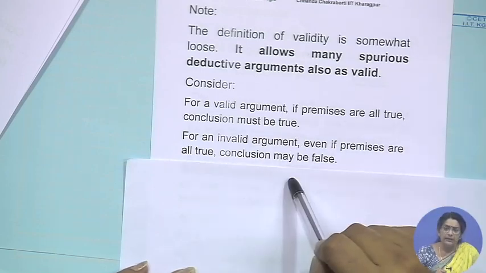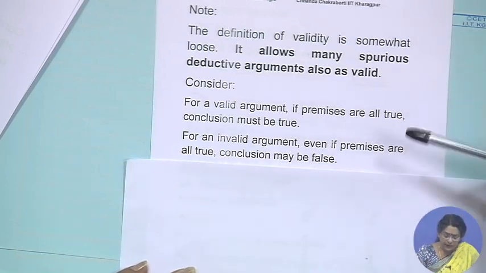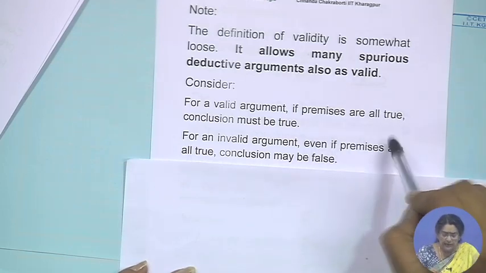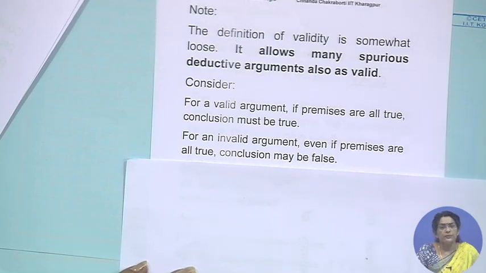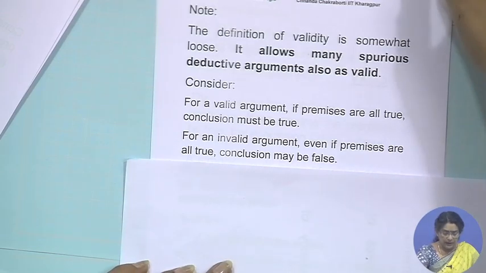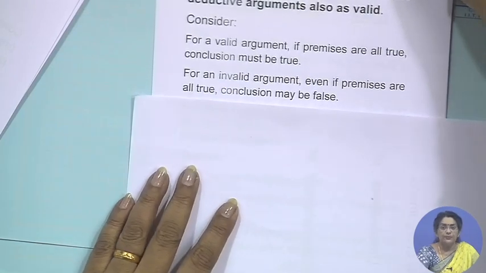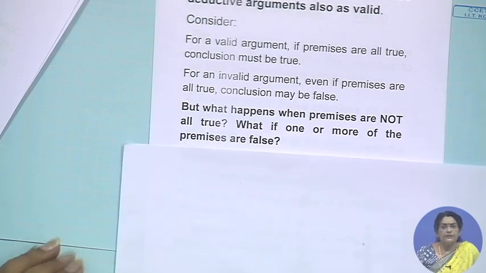For invalidity, again our concern is what if the premises are all true, even then the conclusion can be false. So, each time we are looking into the situation when premises are all true, you have a number of premises and all of them are true, then what is happening to the conclusion? That is our concern. What we are not considering, and which is where the problem sort of shows up, is what happens if the premises are not all true.